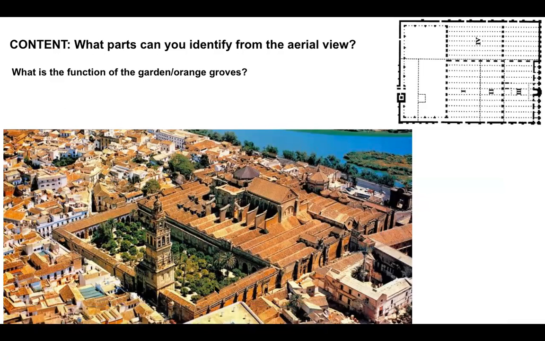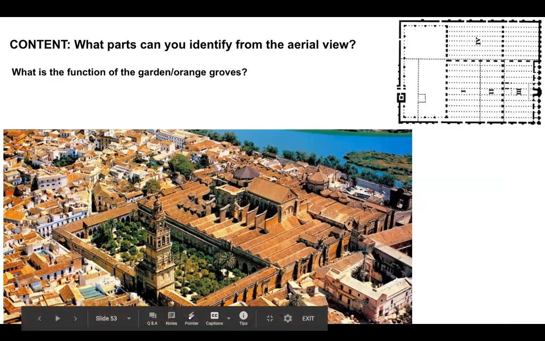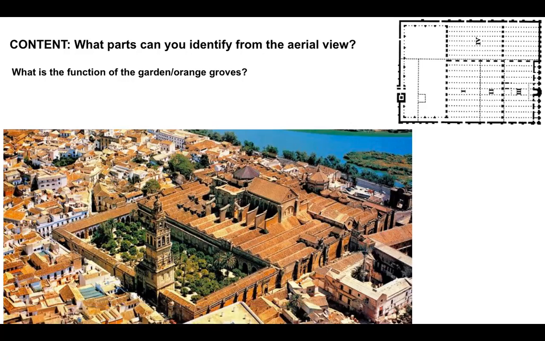Can you identify the Qibla wall? The Qibla wall would be opposite, right, down the end, the very edge of that. And then where do you think the mihrab is, that niche that directs us? Right, it's right underneath this domed area, okay?